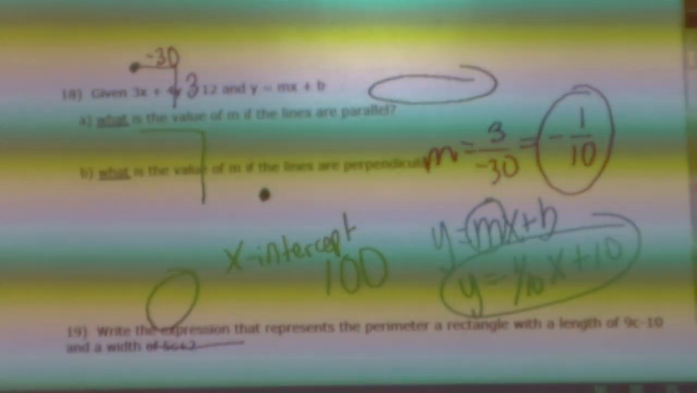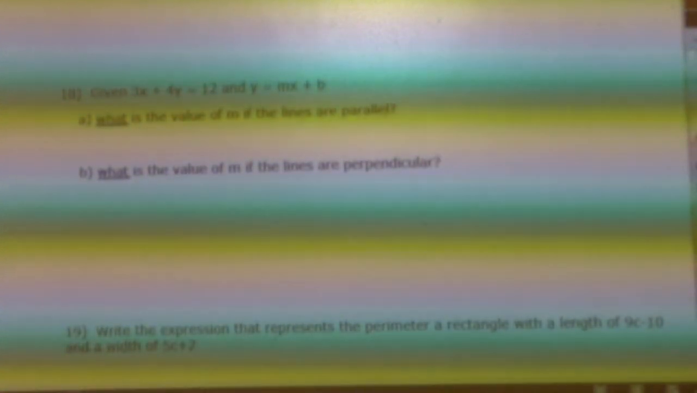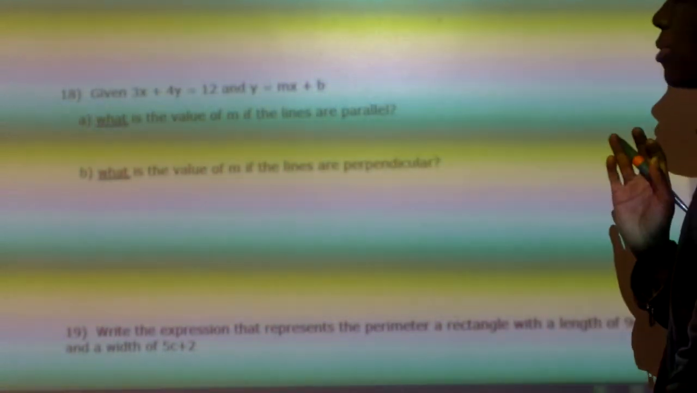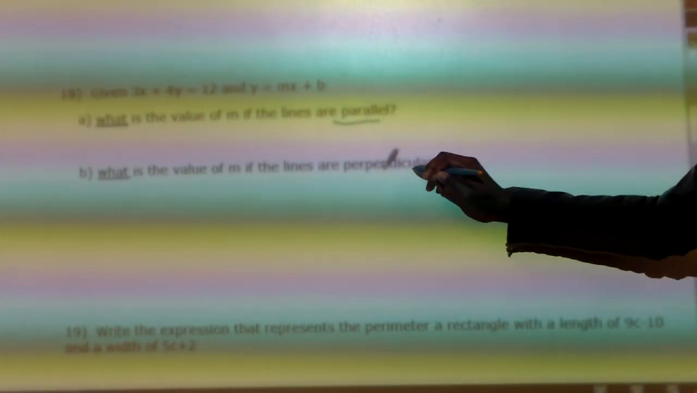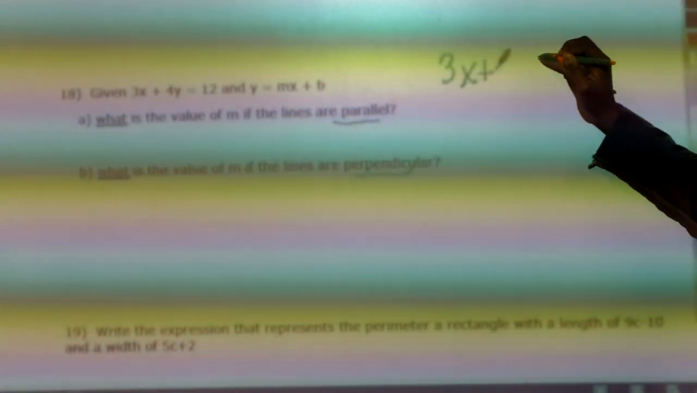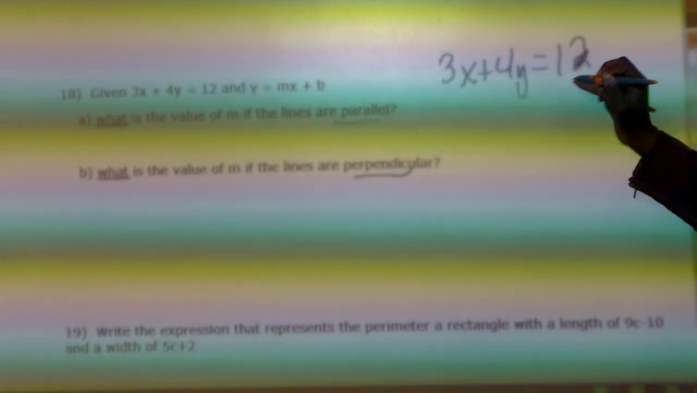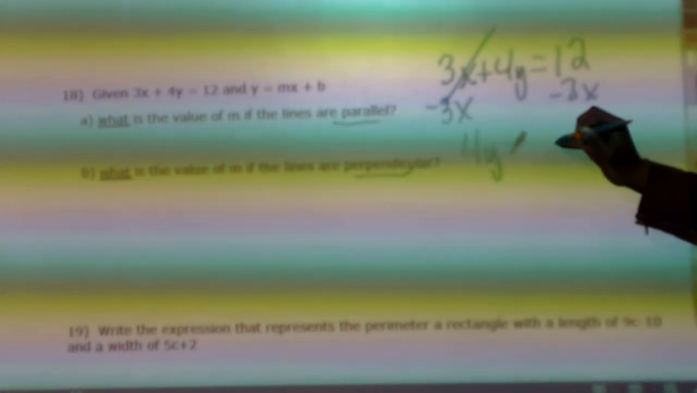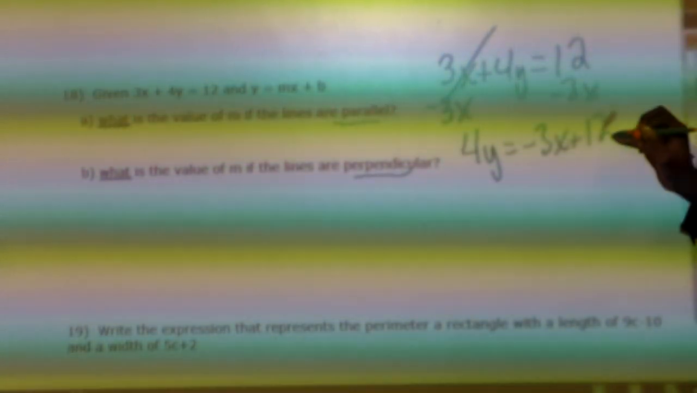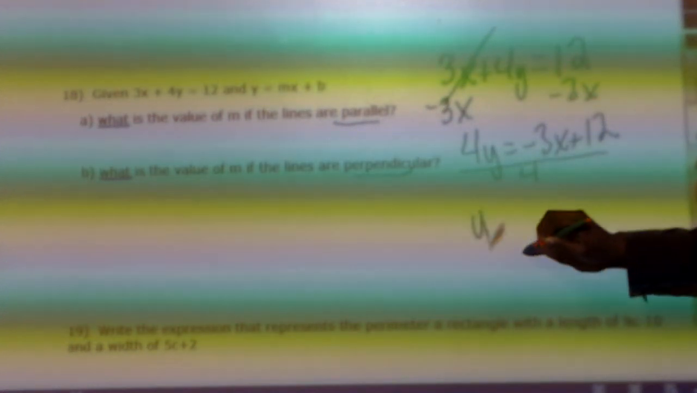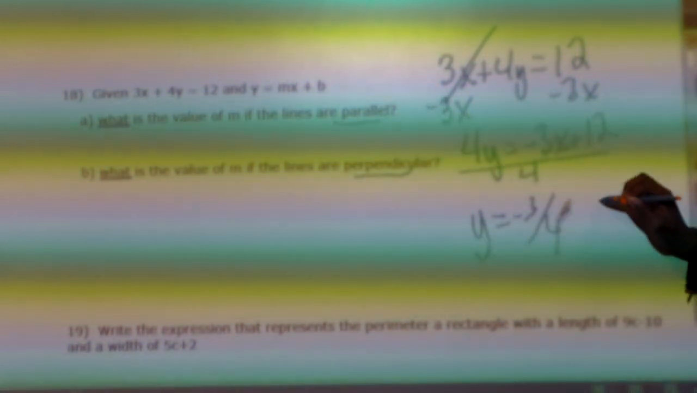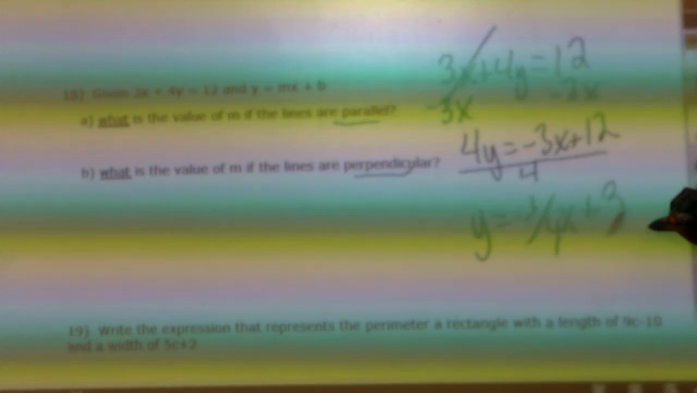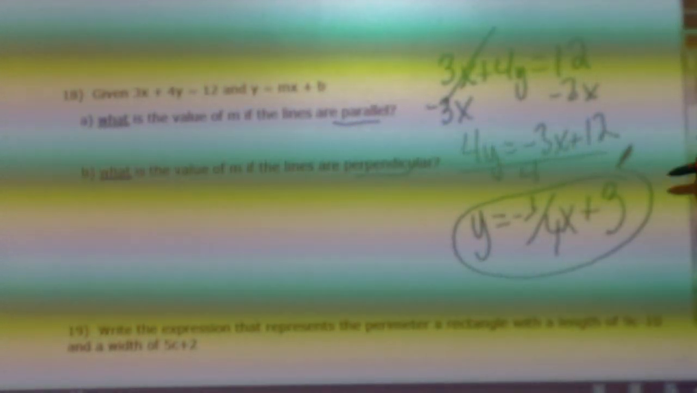Number 18. Given 3x plus 4y equals 12 in slope-intercept form. Oh, another parallel and perpendicular line. So we're going to put 3x plus 4y equals 12 in slope-intercept form. Subtract 3x on both sides. 4y equals negative 3x plus 12. Divide everything by 4. Your equation should be y equals negative 3/4 x plus 3. 12 divided by 4 is 3.